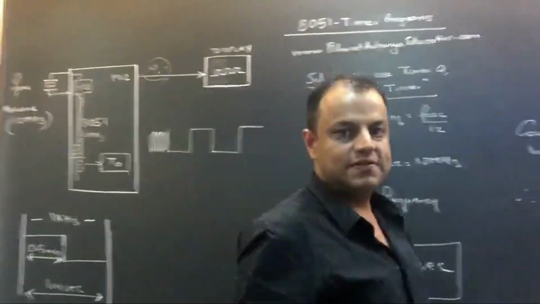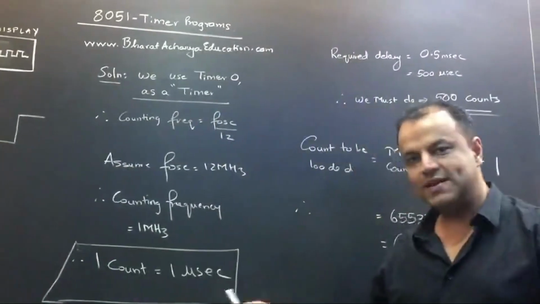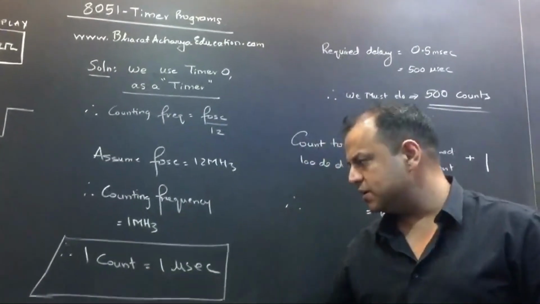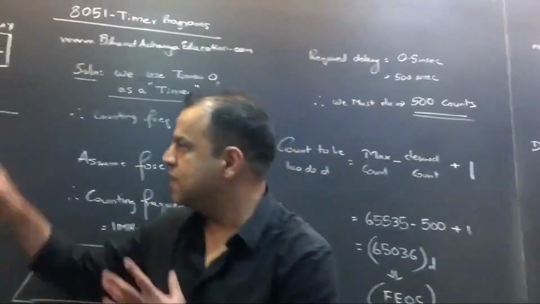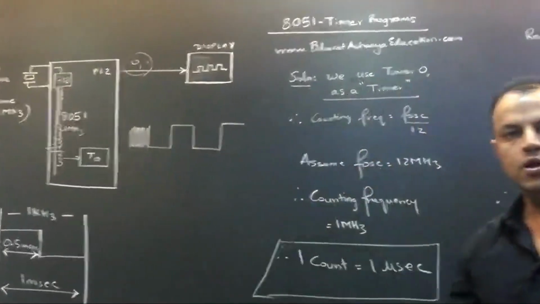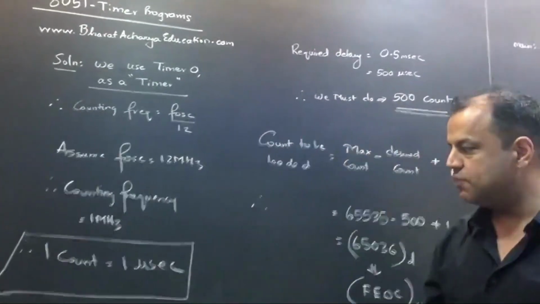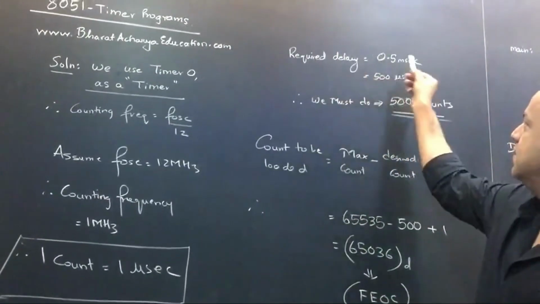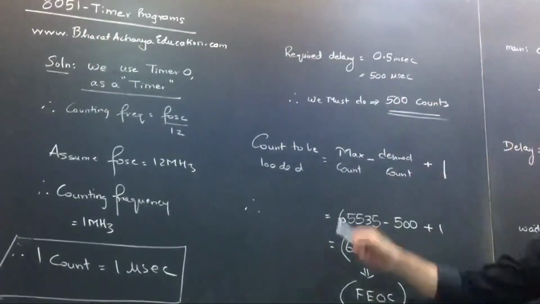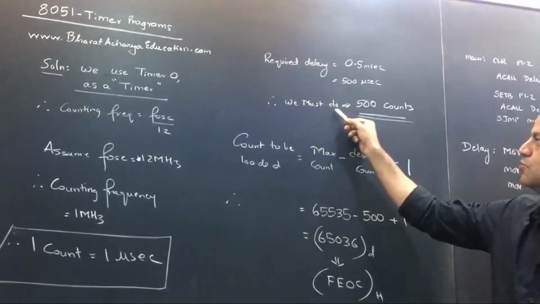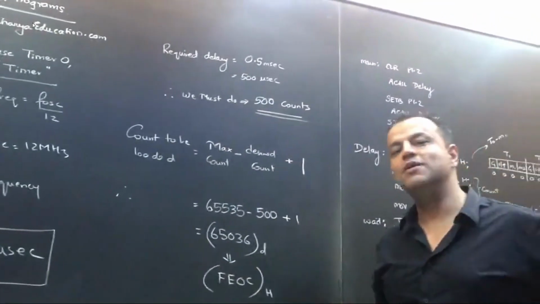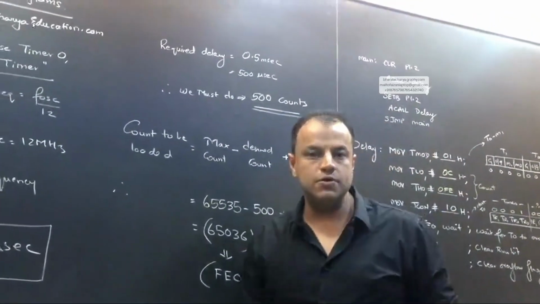Did you understand this? Now, if you understand this, you understand everything. One count gives you a delay. Each pulse over here is a count. So, one count gives you a delay of 1 microsecond. Required delay is 500 microseconds. That means we must do 500 counts. Did you understand this? So we will tell the timer to do 500 counts.